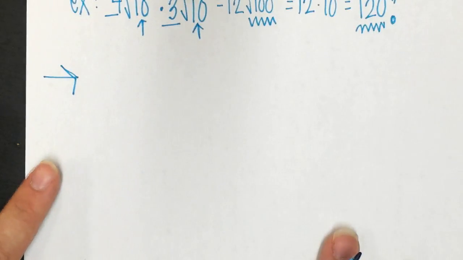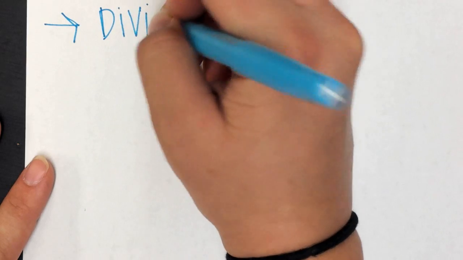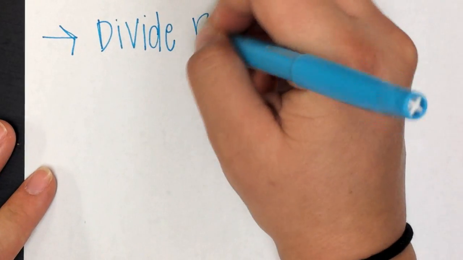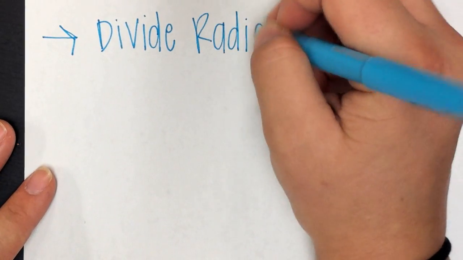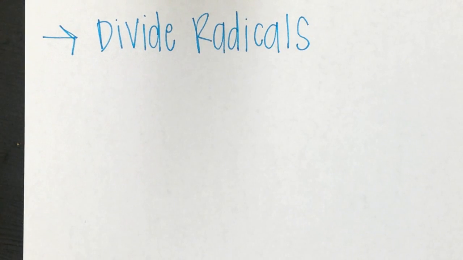Okay? Now, this is the big thing for today. That was just a review from Friday. Here's our main topic. We are learning how to divide radicals. I need you all to pay very close attention because this gets messy and it gets confusing. We're doing it because it's a standard for Algebra 1 and it's my job to teach you.